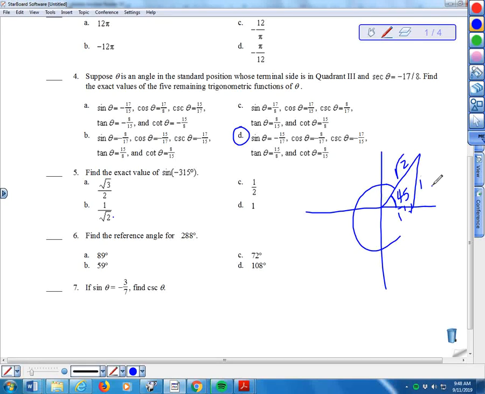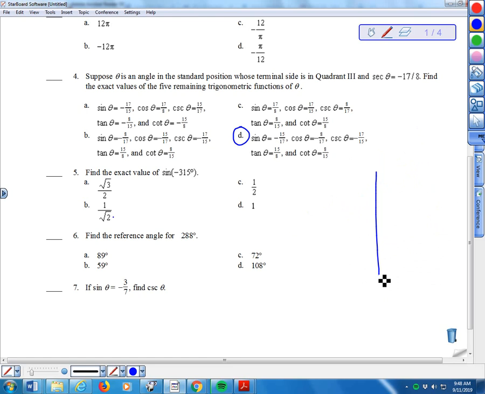Okay. Find the reference angle for 288. Well, 288 is in which quadrant? It's going to be here, right? That's the reference angle. The reference angle is always to the horizontal. So 270 is here. Another 18. I take 90 minus 18. 72.